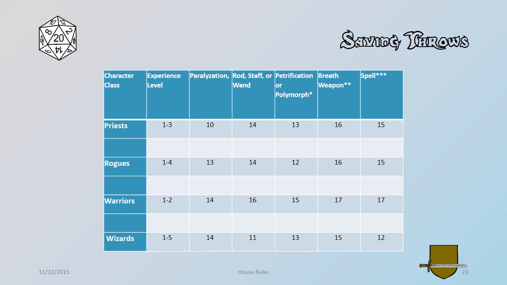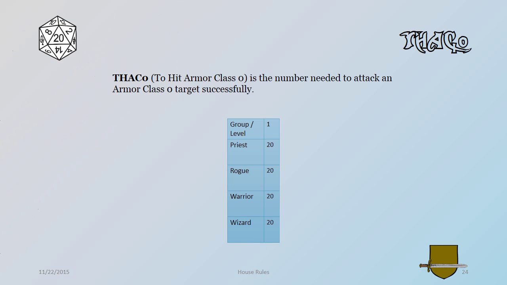So that's my opinion. THAC0. This is how you hit. You calculate to hit armor class 0. So 0 is the base number, and you can go up to 10 or down to -10 with your armor class. And everyone has a THAC0 on what they need to roll at first level. We're all the same, except for any strength bonuses you might have for hitting.